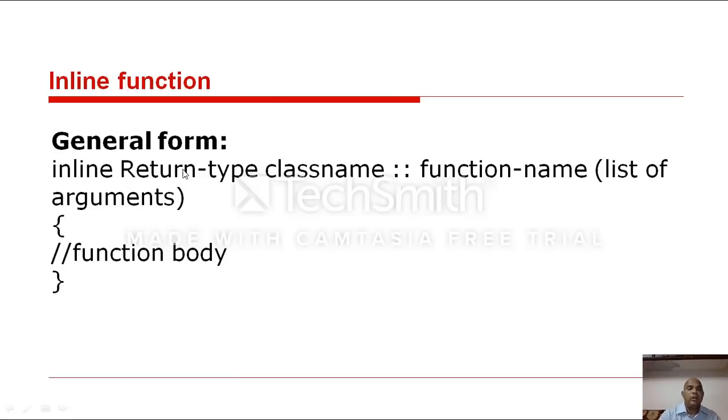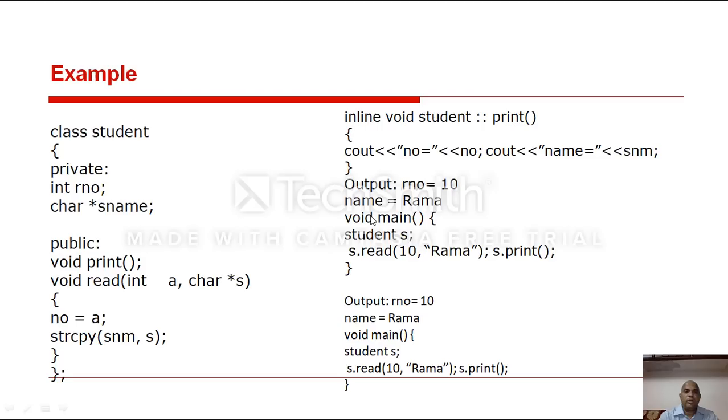This is the general syntax of the inline function declaration: inline, return type, class name, function name, list of arguments, then the function body. Inline is a keyword, followed by the return type, class name, function name, then a list of arguments. Then this is an example for an inline member function.